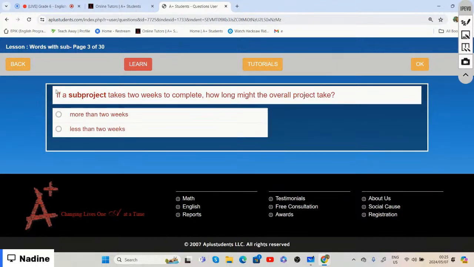All right. If a sub project takes 2 weeks to complete, how long might the overall project take? Will the overall project take more than 2 weeks or less than 2 weeks? Sub project.